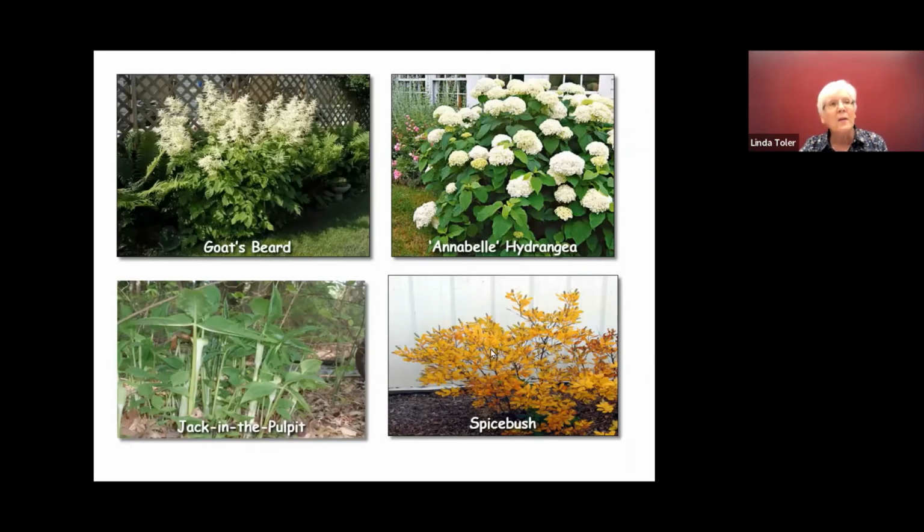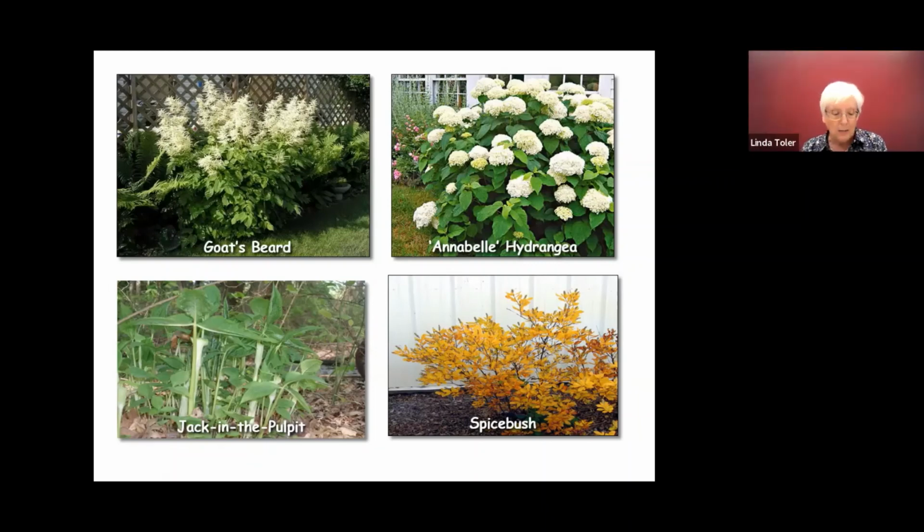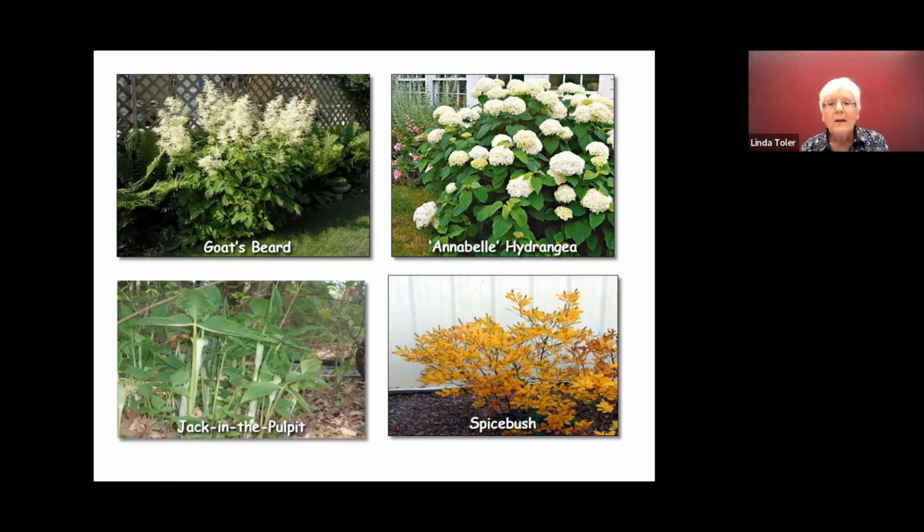Spice bush, for example, turns this lovely golden color in the fall. They recommend an Annabelle hydrangea, which has these beautiful white flower heads. Just a thing about hydrangeas. This Annabelle hydrangea is a smooth or an arborescens hydrangea, and deer really aren't attracted to it that much.